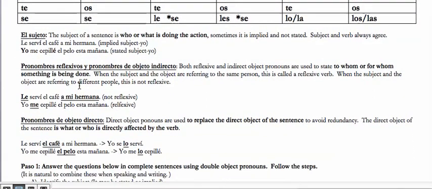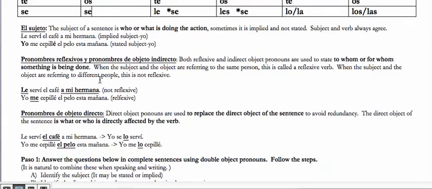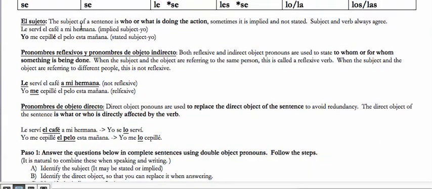So in order to be able to do this effectively, we've got to know some grammar. El sujeto. The subject of a sentence is who or what is doing the action. Sometimes it's implied and not stated. Subject and verb always agree.